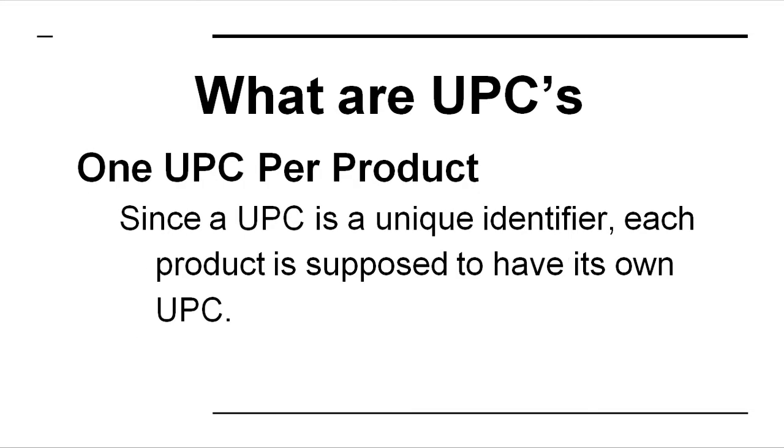Alright? So usually it's one UPC per product, right? Because since it's a UPC, it is a unique identifier, and in that case, that means you'll only be able to use one UPC to identify one particular product, right?